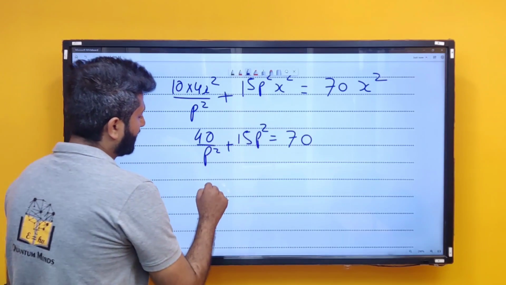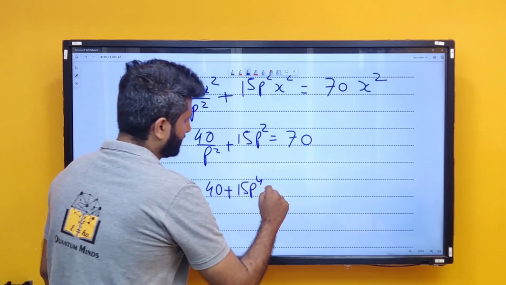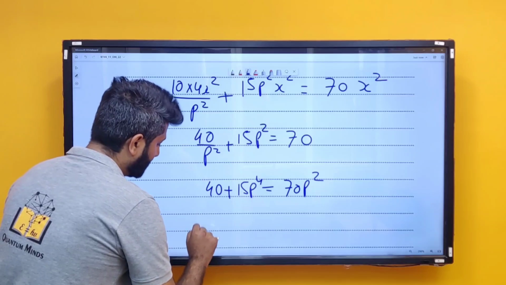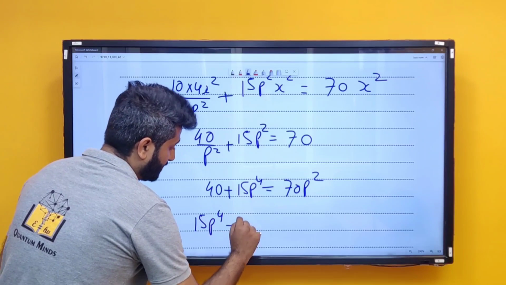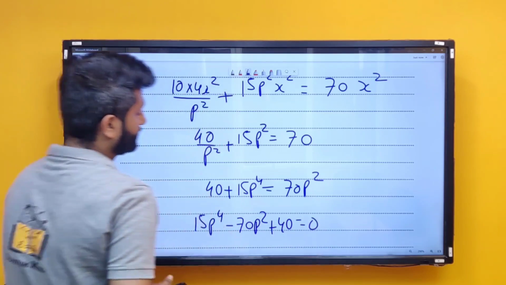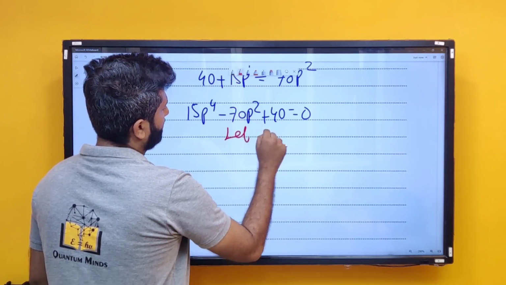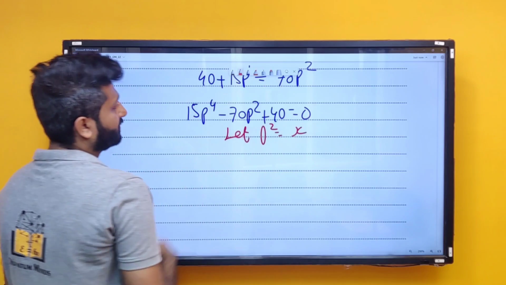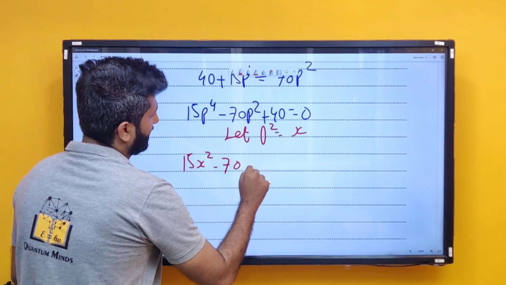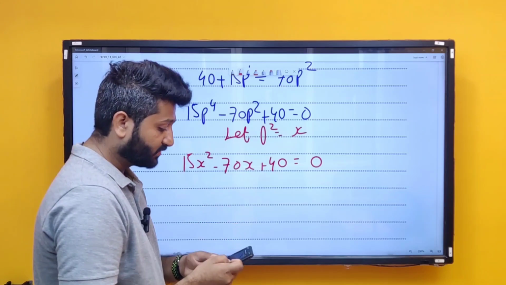Now if I take LCM, we have 40 plus 15 p raised to 4 equals 70 p square. If I bring everything to the left hand side, we have 15 p power 4 minus 70 p square plus 40 equals 0. Now let us assume p square equals x. So we have 15 x square minus 70x plus 40 equals 0. So let me factorize this or solve this using my calculator.